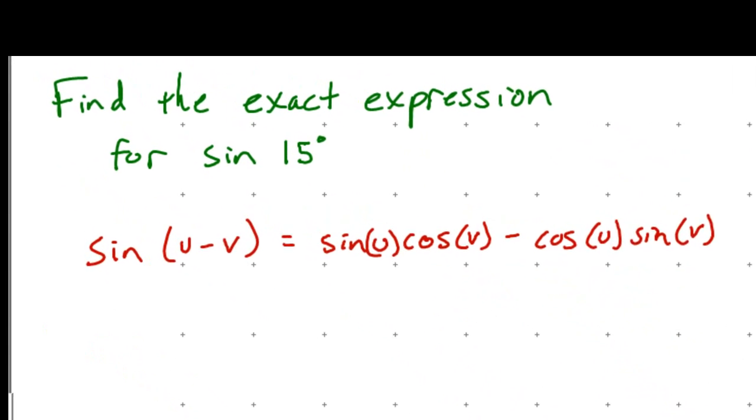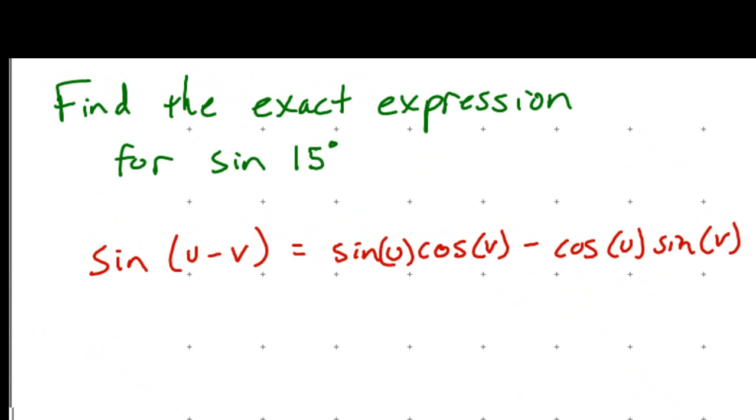In this example we're asked to find the exact expression for sine of 15 degrees. Using the formula we just derived, sine of u minus v, I need to come up with these quantities. Because it says exact expression, I want to draw on prior knowledge. So I want to find two angles that, when subtracted, give me 15 degrees, and we can do that with 45 degrees minus 30 degrees.